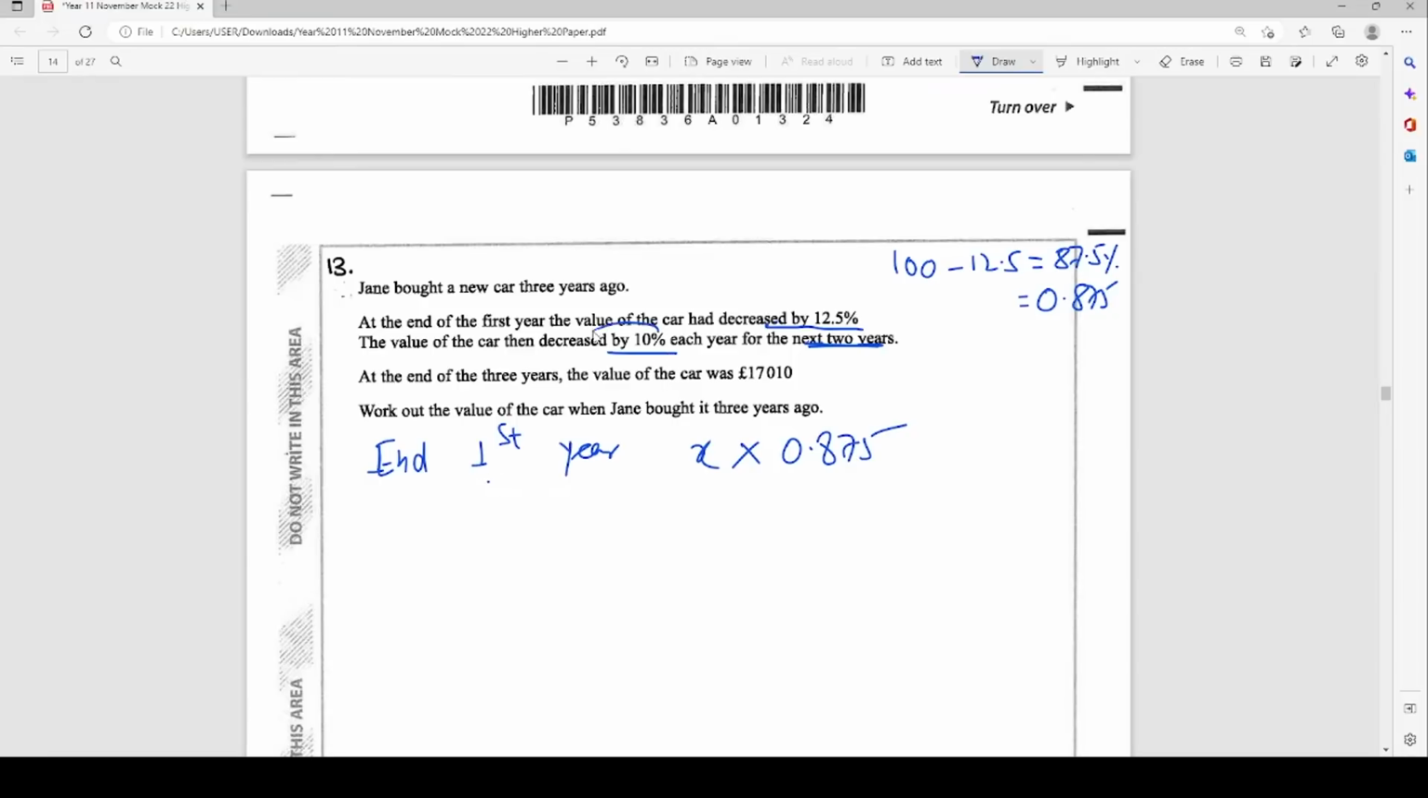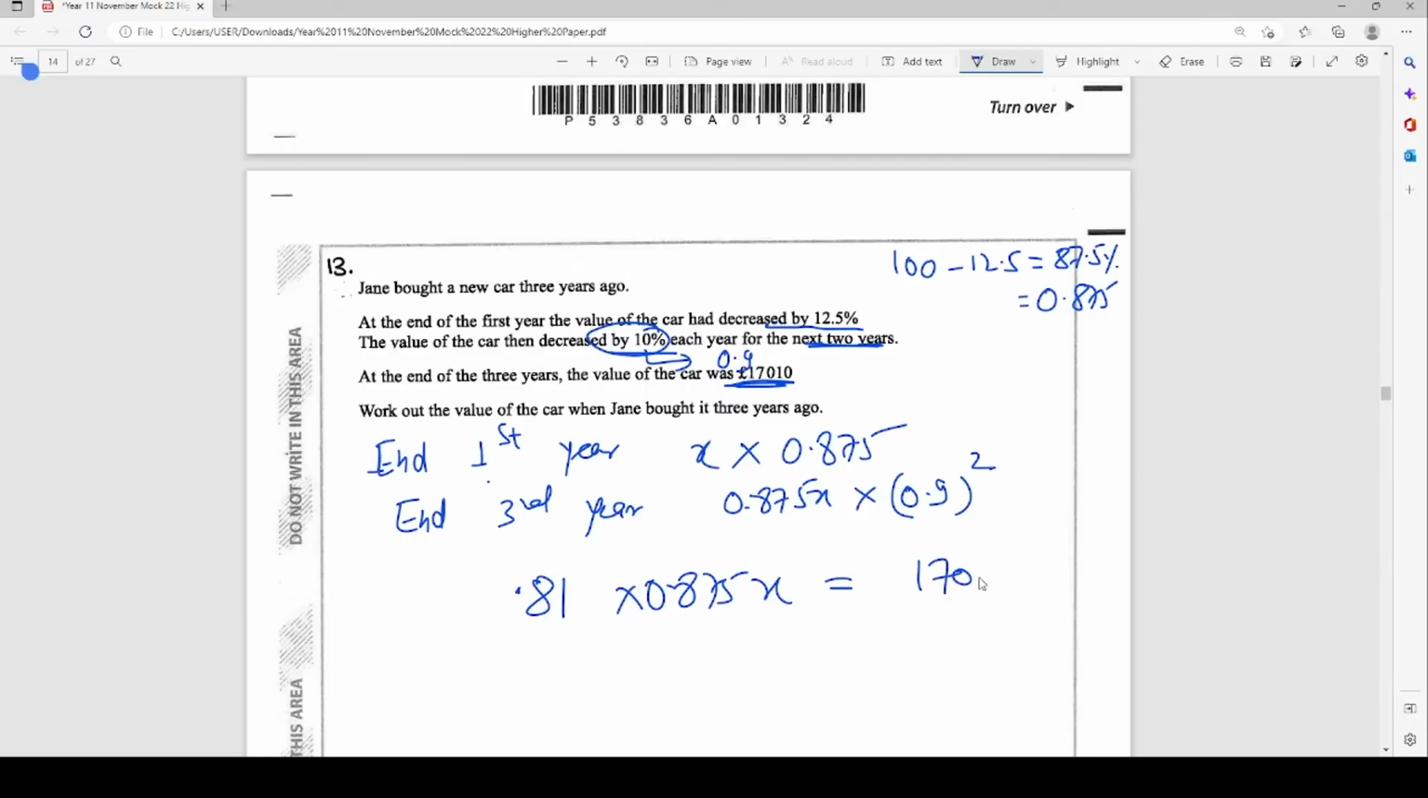Now for the next 2 years, the value is decreasing by 10% each year. What is the multiplier for a 10% decrease? Can I say 0.9? Because 100 minus 10 is 90, and 90% is 0.9. So at the end of the third year, the value of the car, apologies for my bad handwriting, is going to be 0.875x times 0.9 squared. Now this value is told to us to be equal to 17,010 pounds. So I have 0.81 times 0.875x is equal to 17010.